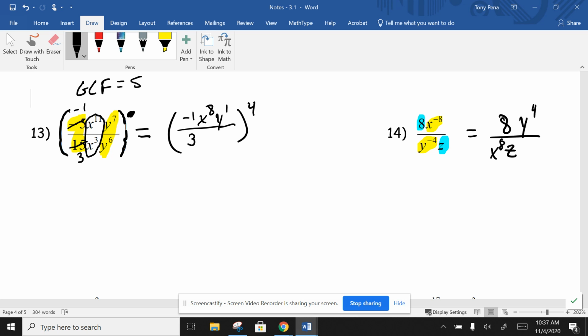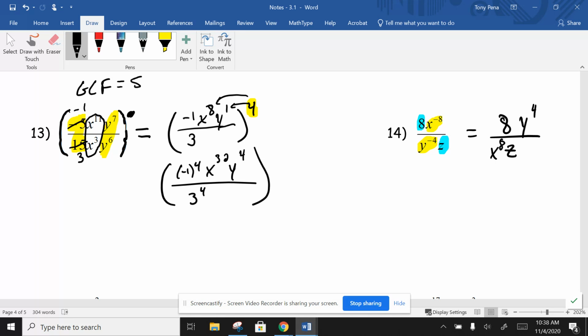Once the inside is now simplified, now we got to raise everything to the power of 4. So what we're going to end up with here is a negative 1 to the 4th. And then that 8 and the 4 make 32. And then the 4 and the 1 would be y to the 4th. And then in my denominator, I get a 3 to the 4th. So every term gets raised to the 4th power. So negative 1 to the 4th. And then the 8 and the 4 multiply together, they give you 32. All right, 1 and 4 multiply together, give you a 4.